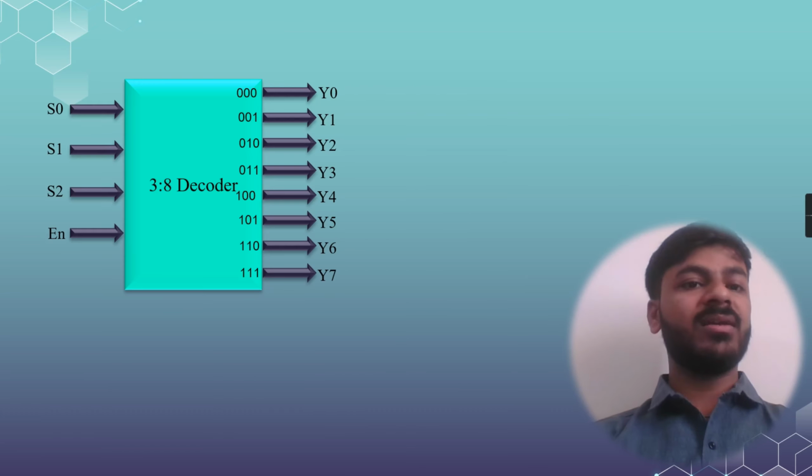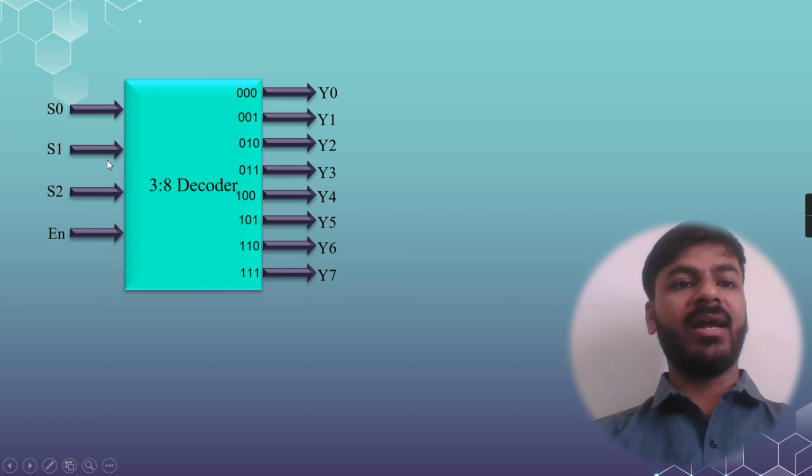Now if I talk about the working and functionality of the 3:8 decoder, you can see it has one enable line and 3 select lines, that is S0, S1 and S2. Based on the select lines, a particular output will be generated. As we have 3 select lines, 2 to the power 3, that means 8 output lines. Based on the select lines, at a time any one output will be activated.